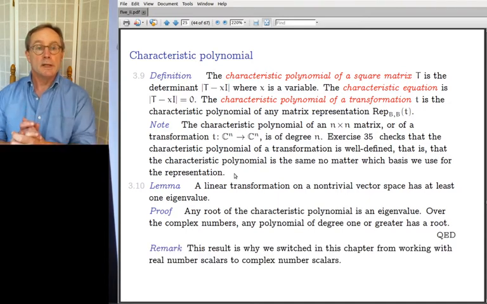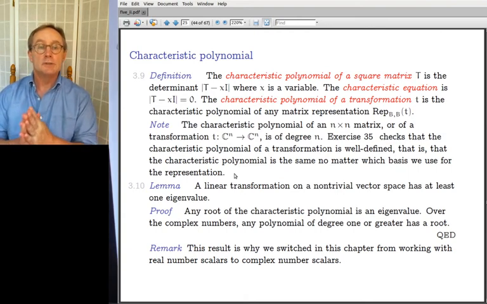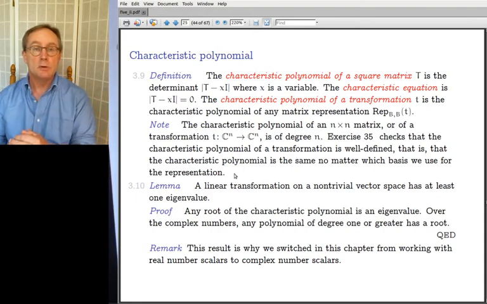And we remarked in the last video, remarking again here, that we switched from real number scalars to complex number scalars precisely for this moment, that we want to be able to factor these polynomials, and in order to be confident that you can factor polynomials, you need to be in the complex numbers.